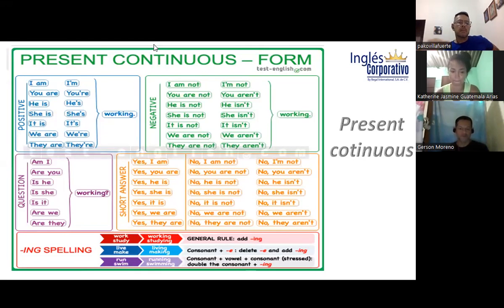¿Se acuerdan de este tema? Yes. So it's going to be like a brief explanation about the present continuous form. So I think it's not going to be so difficult, right? So look at the first one.